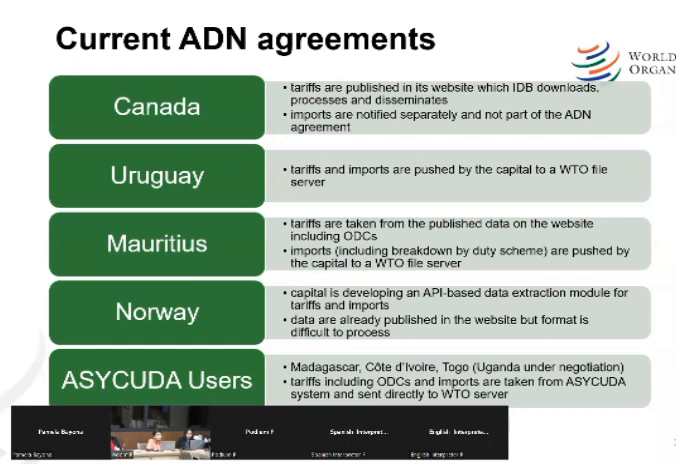Currently, there are 4 countries, Canada, Uruguay, Mauritius, and Norway, and 3 Asikuda users, Madagascar, Cote d'Ivoire, and Togo, who have entered into an automatic data notification agreement with the IDB. And you can see in here, in the slide, the agreements are different from country to country, so it can be customized. Whatever it is that you feel comfortable sharing, that is what we will take from you. And you don't need to do anything more than what you're doing right now.